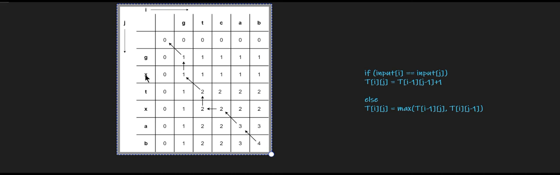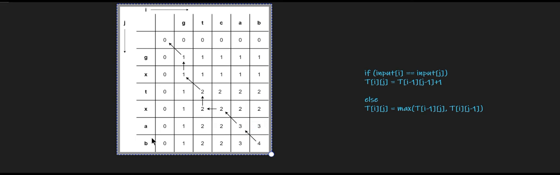Next we compare GXTXA with GTCA. Here the last characters, that is A and A, are matching, hence we have to use this logic, that is take the incremental of the upper left diagonal element, 2, that is 2 plus 1, we get the cell entry as 3. Next we compare GTCAB with GXTXA, so this cell entry is the maximum of 2 and 3 as the last characters A and B are not matching, so we get the cell entry as 3.